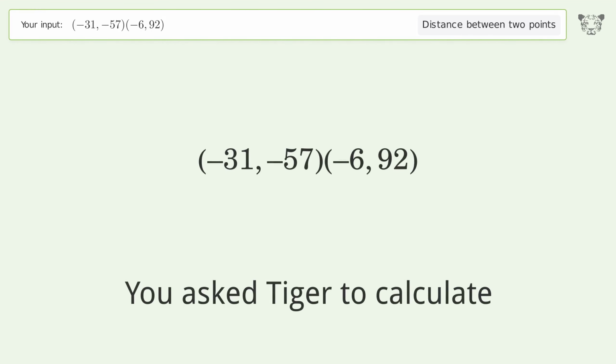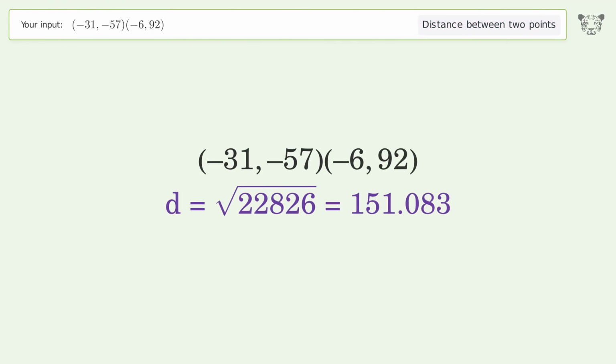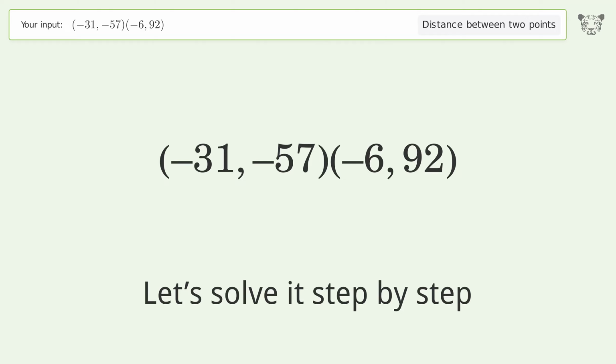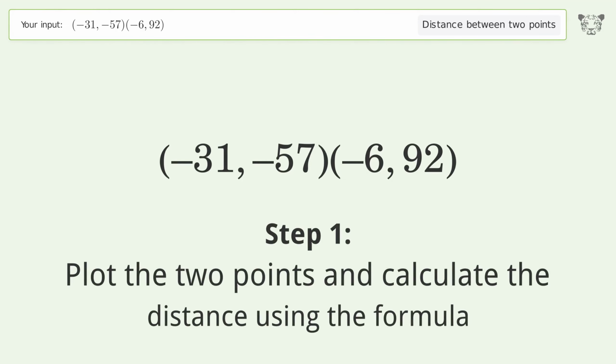You ask Tiger to calculate. This deals with the distance between 2 points. The distance between the 2 points is the square root of 22,826, or 151.083. Let's solve it step by step. Plot the 2 points and calculate the distance using the formula.